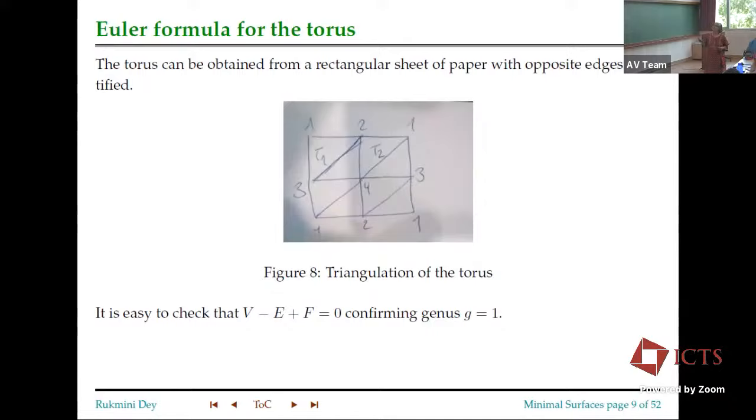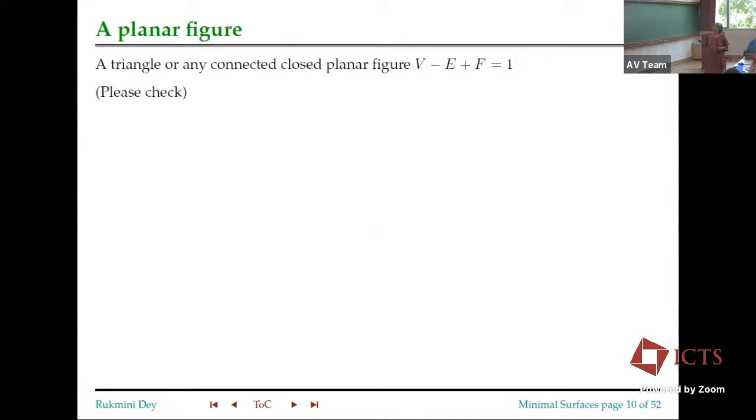Okay, V minus E plus F equals 0. For any triangle or any connected closed planar figure, V minus E plus F equals 1. Because supposing you take a triangle, the number of edges and the number of vertices is the same, and the number of faces is 1. So that is 1.